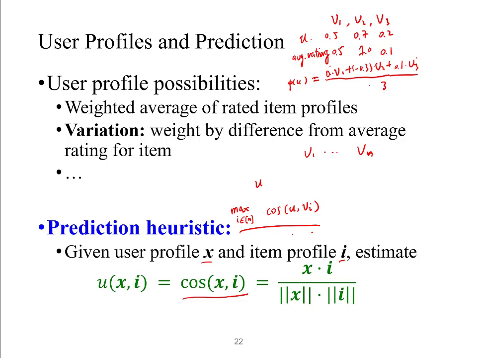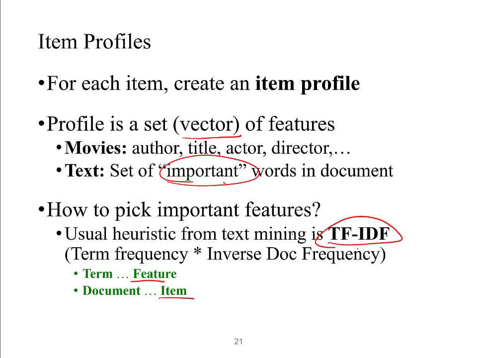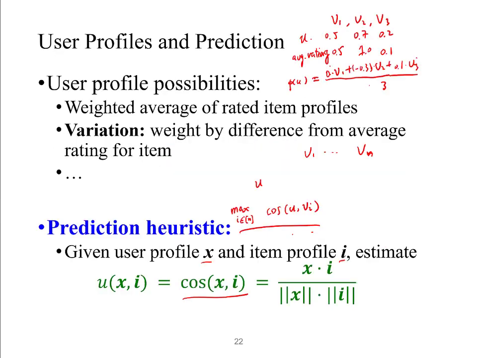So if we take a look at it again, for the content-based recommender system, the first thing is to know what the content is, and to create profiles for items. Based on that we can create the profiles for users, and then we can compute the similarity between the user profile and the item profile to determine which item or items should be recommended to the user.